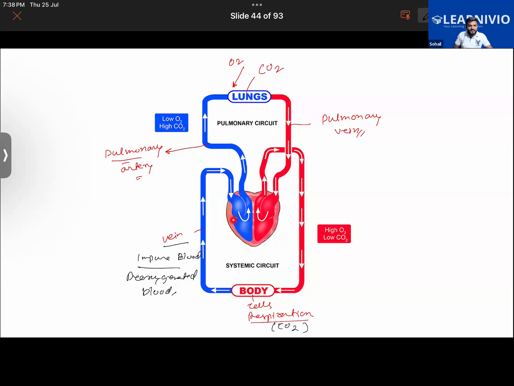And now this heart will be pumping that deoxygenated blood to the lungs for reoxygenation. Now here's the special thing. You guys tell me, impure blood flows in veins. Is it true or false?